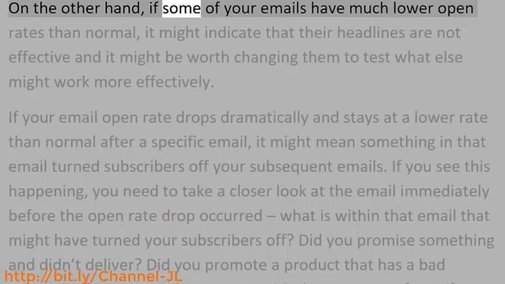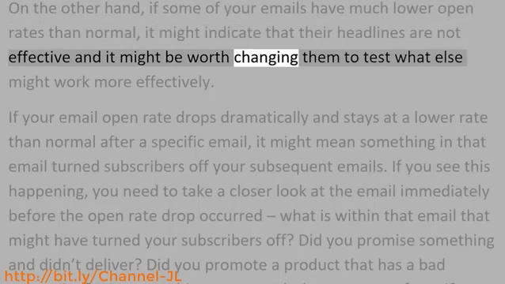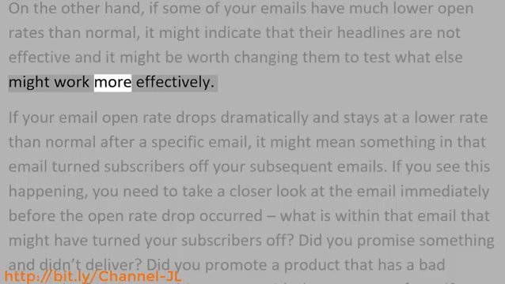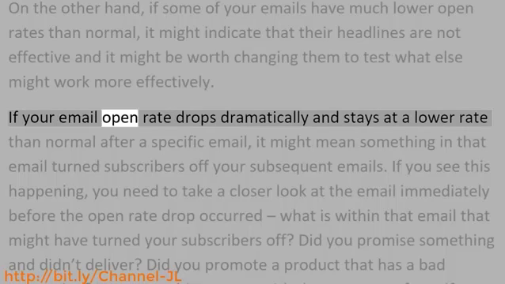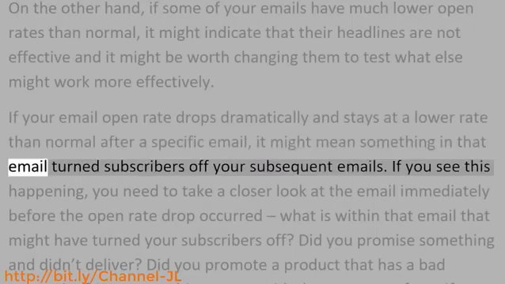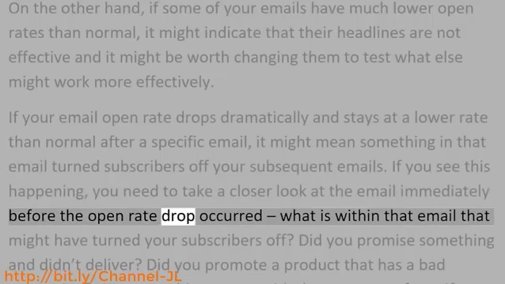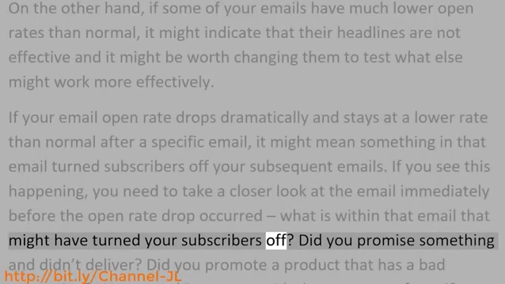On the other hand, if some of your emails have much lower open rates than normal, it might indicate that their headlines are not effective, and it might be worth changing them to test what else might work more effectively. If your email open rate drops dramatically and stays at a lower rate than normal after a specific email, it might mean something in that email turned subscribers off your subsequent emails. If you see this happening, you need to take a closer look at the email immediately before the open rate drop occurred. What is within that email that might have turned your subscribers off?